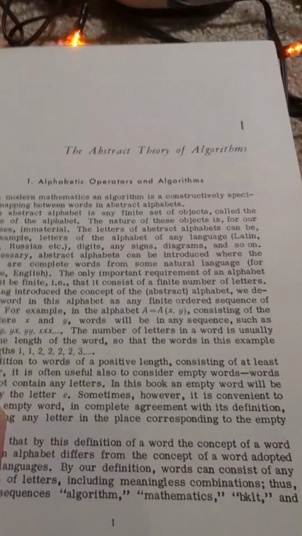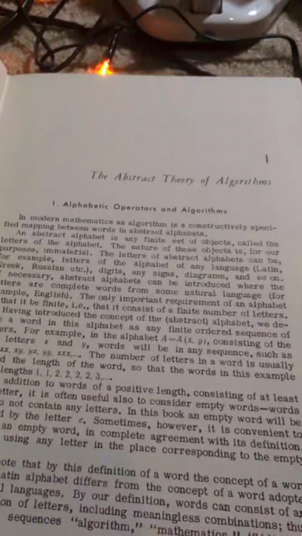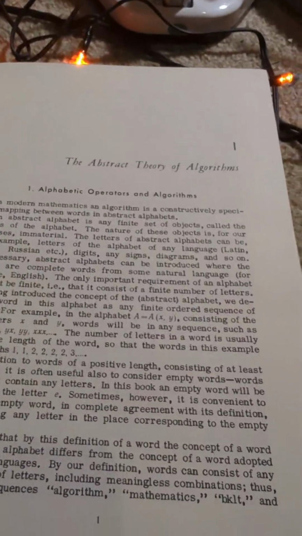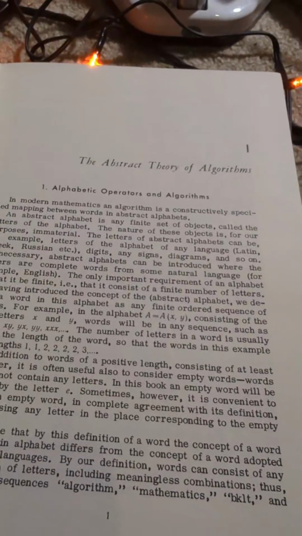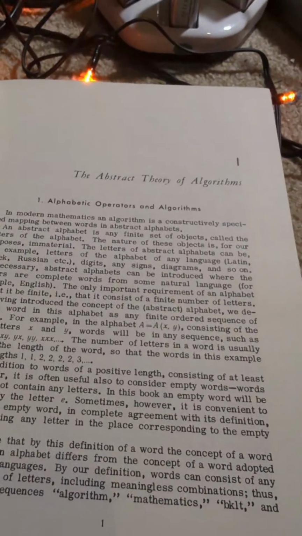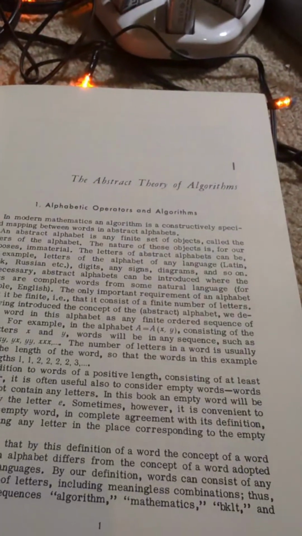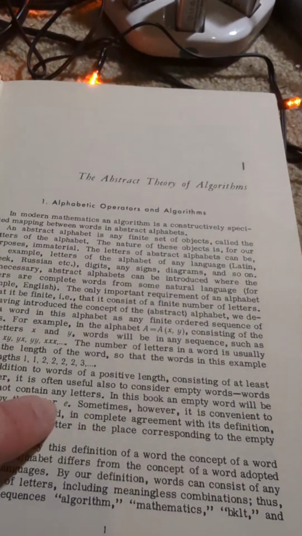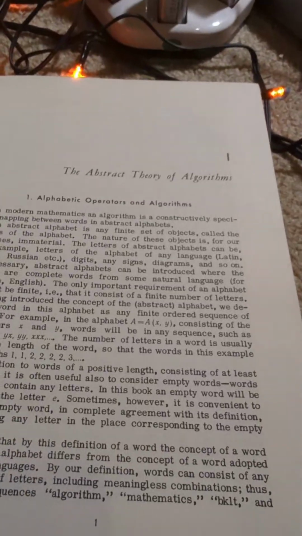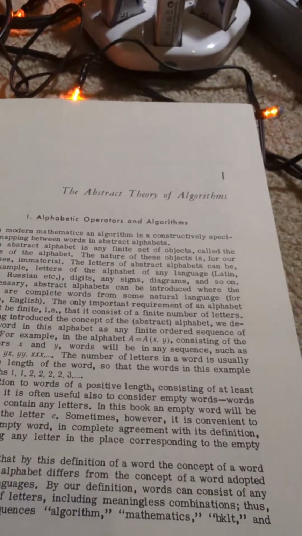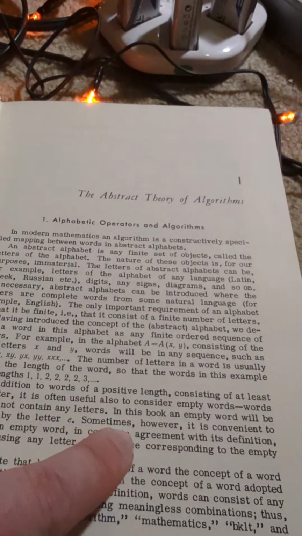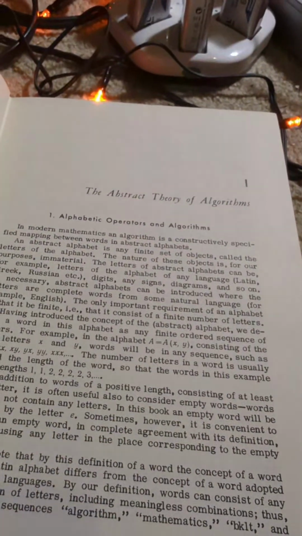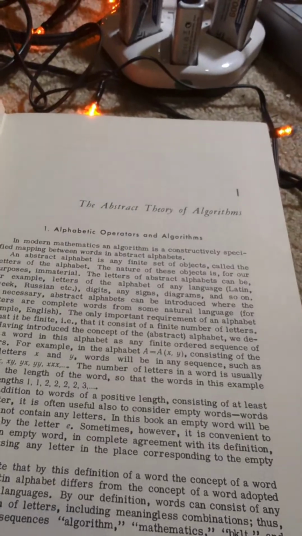Sorry, we're going to do that again in case. In addition to words of a positive length consisting of at least one letter, it is often useful to consider empty words, words that do not contain any letters. In this book, an empty word will be denoted by the letter E, for empty, I guess. Sometimes, however, it is convenient to denote an empty word in complete agreement with its definition by not using any letter in the place corresponding to the empty word.